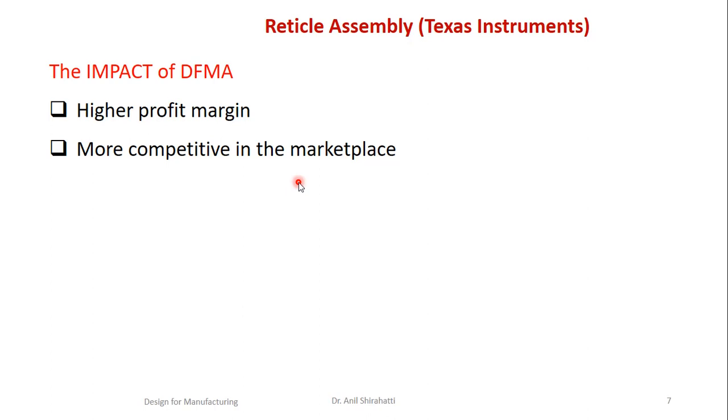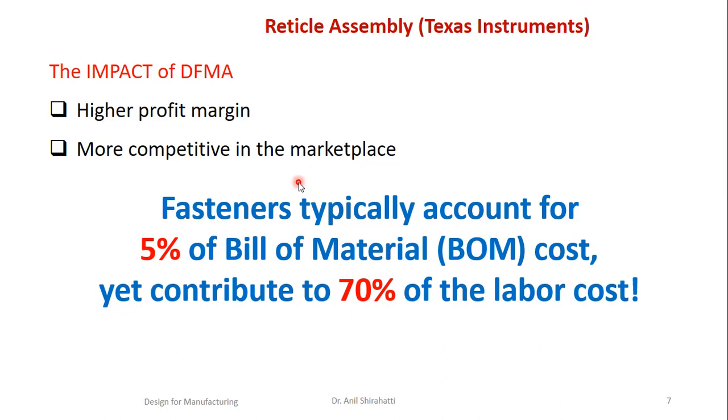So the major takeaway with this case study is this. Generally they say fasteners typically account for 5% of the bill of material from a cost point of view, but yet they contribute 70% of the labor cost. So you can see even the simple nuts, bolts and fasteners, which are just 5% of the cost of the complete part to be assembled, take more than 70% of the labor cost. Okay, so this leads to more assembly time and also cost. So always we have to remember the assembly time also should be reduced heavily.